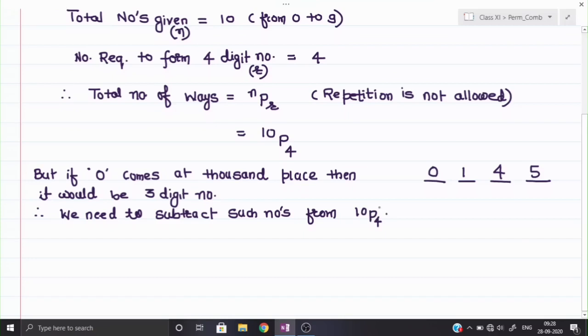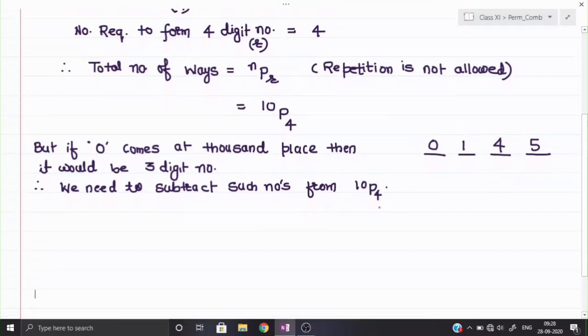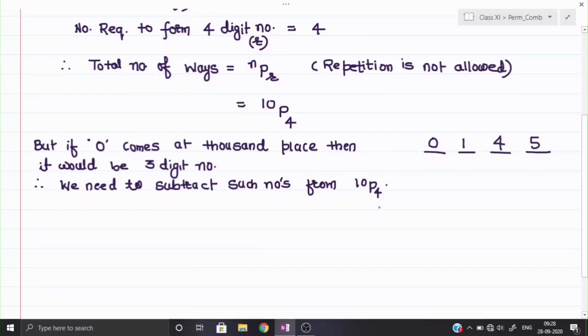Now how to find out such numbers where the 0 is coming at the beginning. Suppose the 0 is coming at the first place. So this place will be definitely fixed. This place now need not be arranged, because the first place is reserved for 0. We are finding those numbers where 0 is coming at the beginning, at the 1000th place. So we can say the first place you need not arrange because it is fixed for 0.